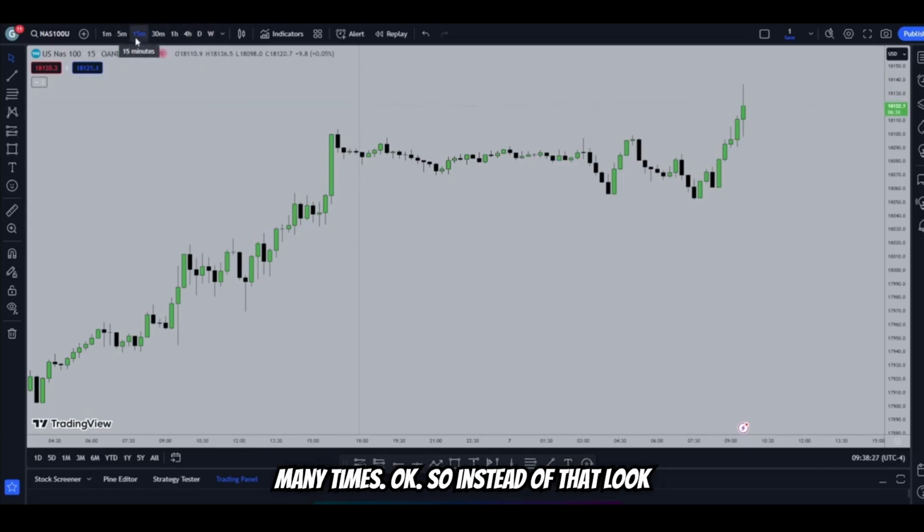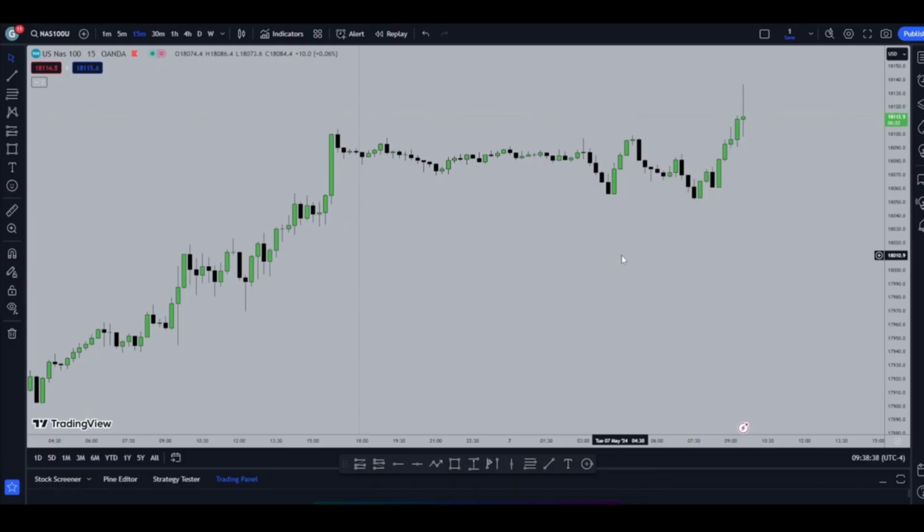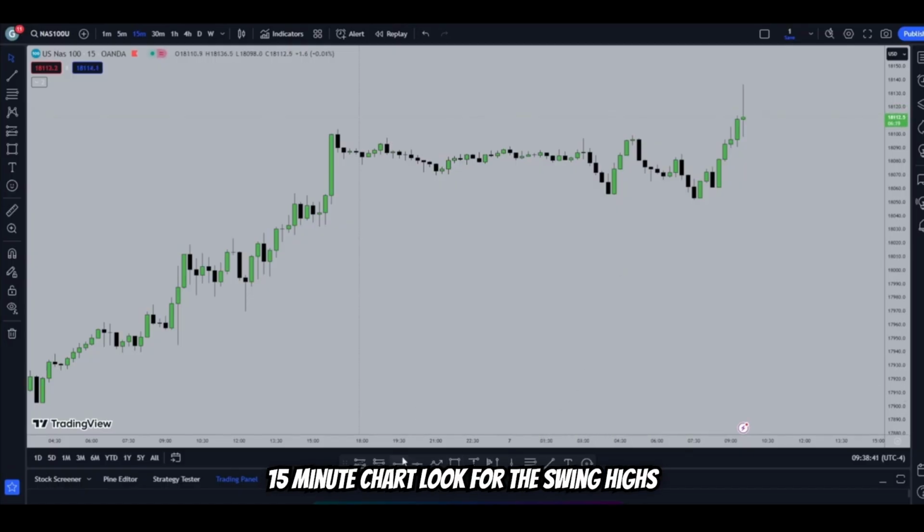Okay, so instead of that, look at the 15-minute chart, because the 15-minute chart is a well-weathered chart. You can do swing trading with it, you can do scalping, anything. The 15-minute chart is really good. So look at the 15-minute chart, and now on the 15-minute chart, look for the swing highs and swing lows.